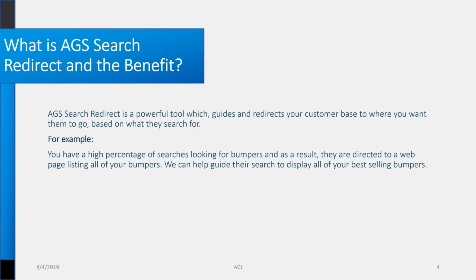So, what is AGS Search Redirect and the benefit of using it? Well, AGS Search Redirect is a very powerful tool which guides and redirects your customer base to where you want them to go based on what they're searching for. For example, if we have a high percentage of searches looking for bumpers, and as a result they are directed to a page listing all of our bumpers, we can guide them by redirecting them to a web page of their best-selling bumpers.